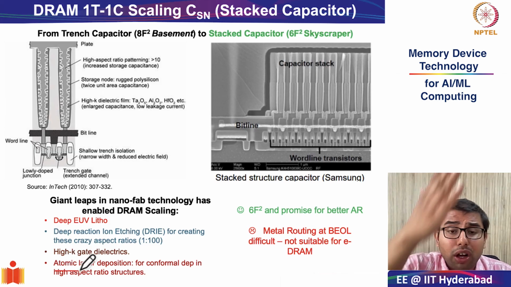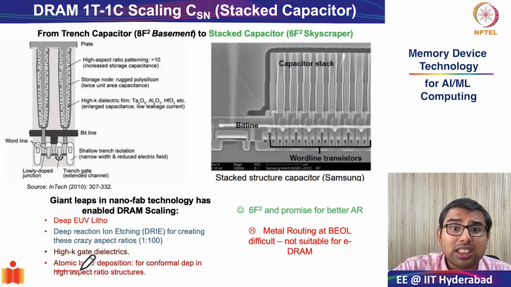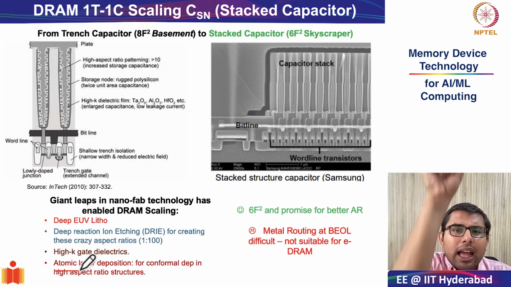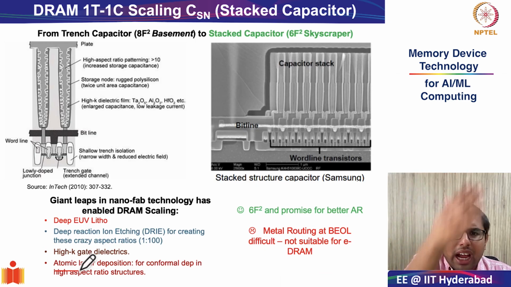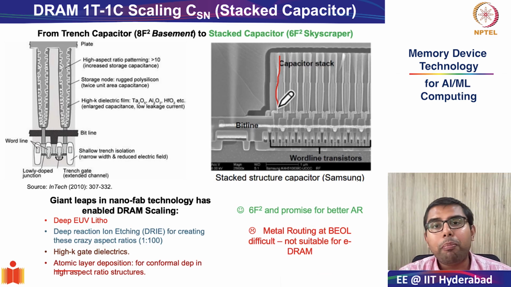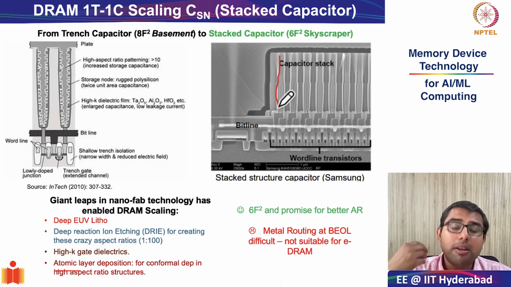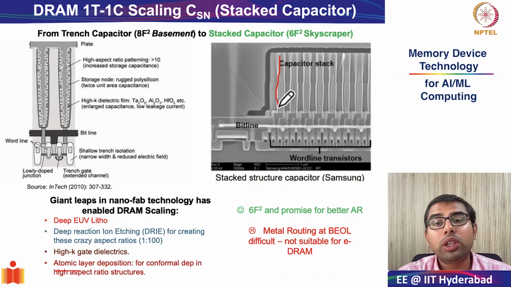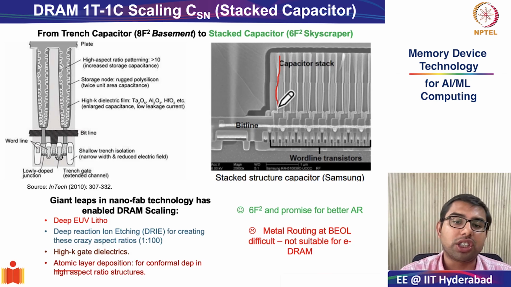With atomic layer deposition, the conformal coating of these trenches or the stacked capacitor is very essential. Just imagine you have a very thin surface and you want to conformally, or uniformly, coat this substrate. This was only possible through the development of high-K dielectric deposition with this technique called atomic layer deposition. Without these giant leaps in nanofabrication technology, it is not possible to have these advances in scaling the DRAM cell.